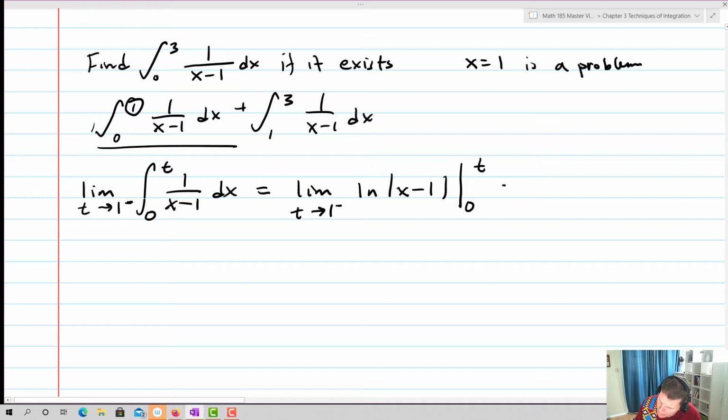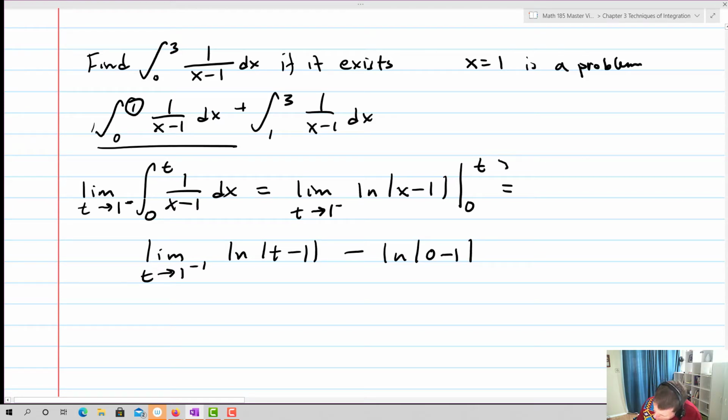Okay? Now this is going to equal the natural log of 0 minus 1 minus the limit, or excuse me, pardon me, it's actually going to be the limit as t approaches 1 from the negative side of the natural log of t minus 1, minus the natural log of 0 minus 1. And remember, that's one of those things, I just got to demonstrate a little bit of an error for you, where we flipped the direction, right? You don't want to do that. It's going to flip your signs. That causes all sorts of problems.